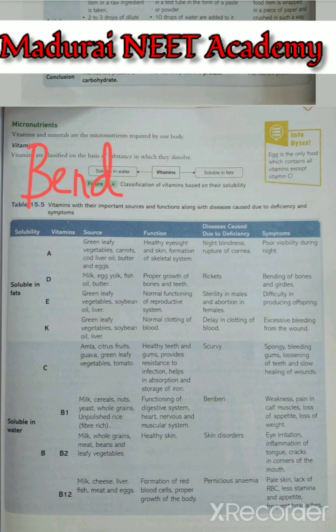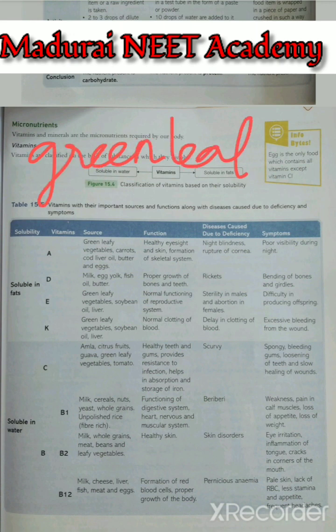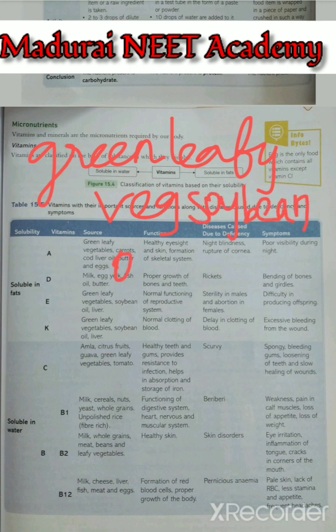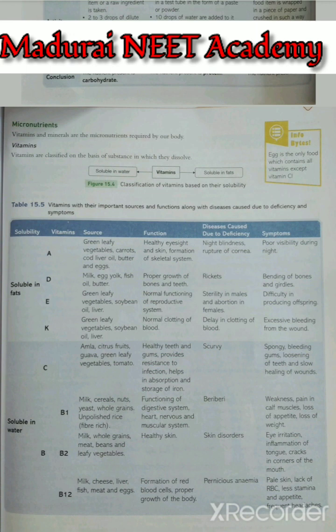Next is vitamin E. Vitamin E is found in green leafy vegetables, soybean oil and in liver. These are very rich in vitamin E. The normal function of vitamin E is to give normal functioning of the reproductive system, that is the reproductive organs in male and female. Deficiency leads to sterility in male and abortion in female.